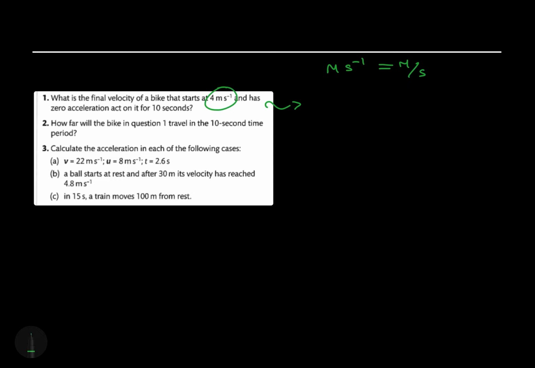The bike is moving at that speed and has zero acceleration. Now, right away, I know I cannot use those four formulas because it's zero acceleration. I have to go to constant velocity. There's only one formula for constant velocity, and that's x equals v times t.